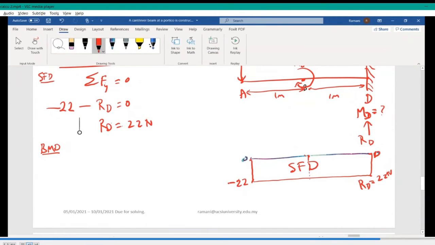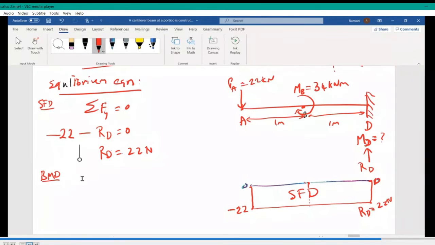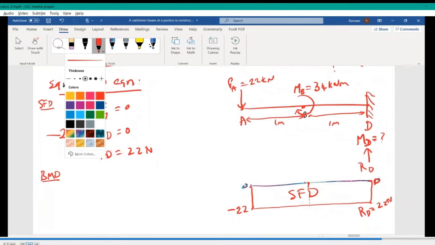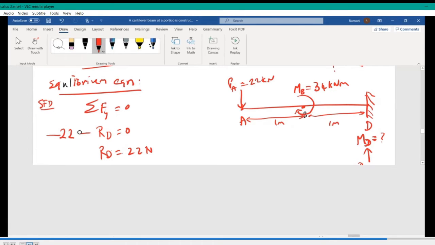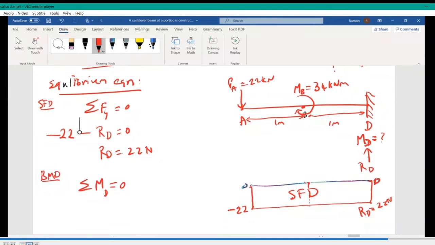Come on, start with A. What happens at A? We use the equilibrium equation, which is our good old equation: sigma M equal to 0, all moments equal to 0. All moments are resolving moments at the support. I take it like this, easy for you to see. I resolve all the moments due to all the loading about D equal to 0. What is this value?